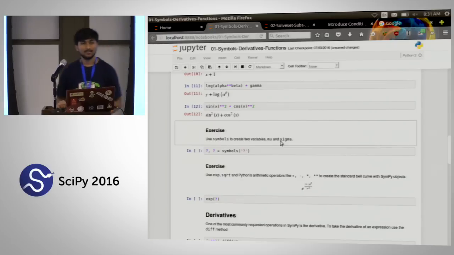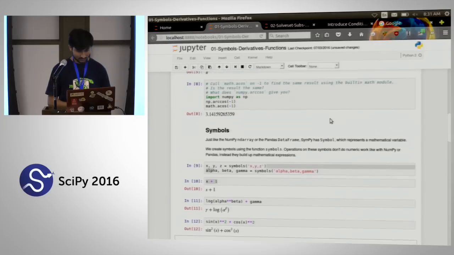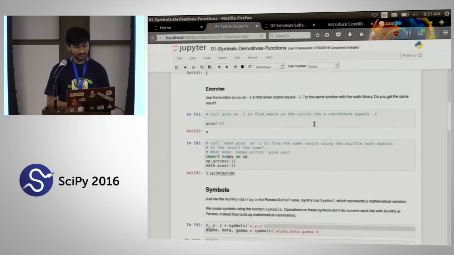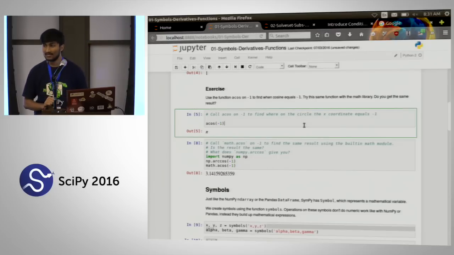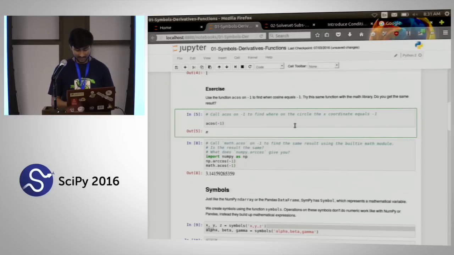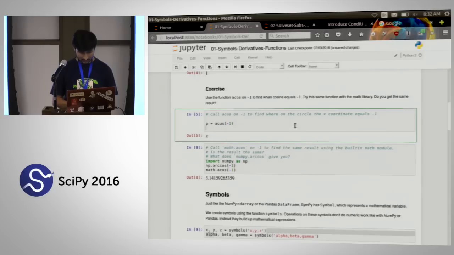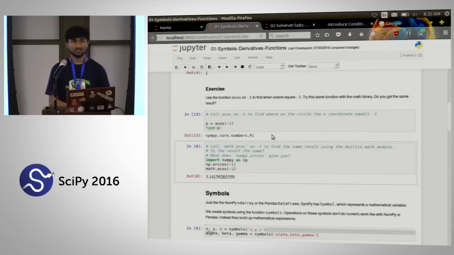You got the answer for acos of minus 1 as pi. Is that also symbolic? Can you please repeat the question? He's asking if that pi is symbolic. Yeah, the pi is symbolic actually. It's basically defined in SymPy. So for example, you type pi. Yeah, that's right. So this is defined in SymPy as pi. So it's a SymPy object basically.